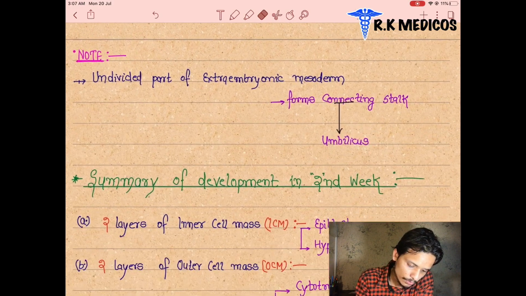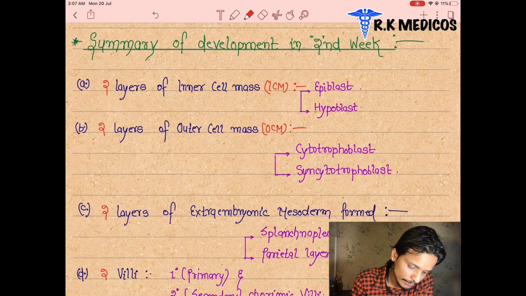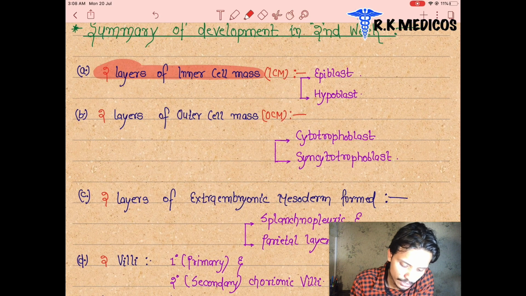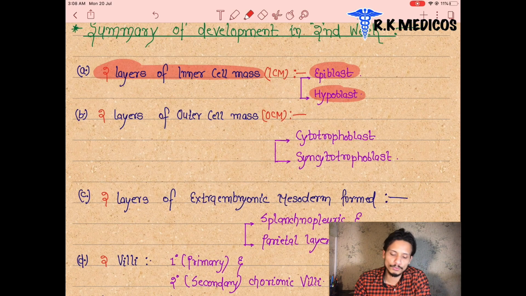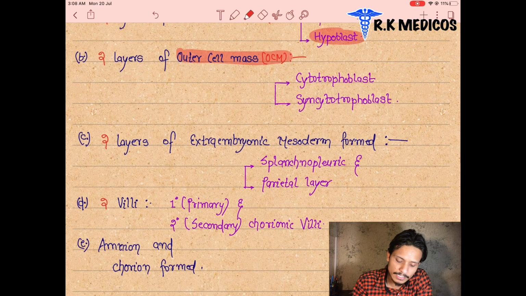Now we will note some important points. Before we do, we can see the summary. The two layers of the inner cell mass: what are they? Epiblast and hypoblast. The inner cell mass has two layers. Now, can you tell me the two layers of the outer cell mass? That is cytotrophoblast and syncytiotrophoblast, that is cyto and syncytio.